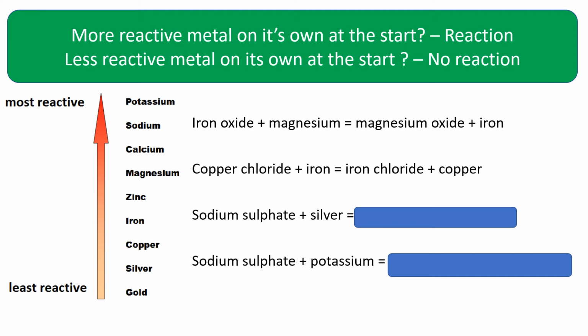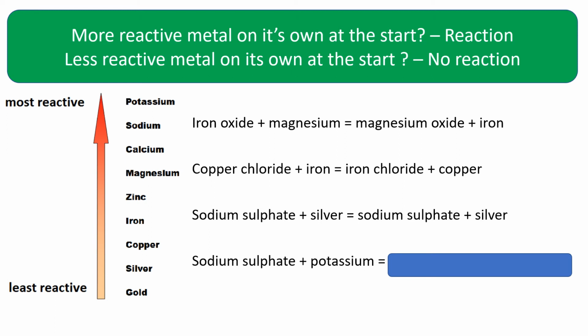The next one then, I've got sodium sulfate plus silver. Silver on its own there is not very reactive, and sodium, which is part of the compound, is much more reactive, right? So the silver is the less reactive one. So the less reactive metal is on its own, so there's going to be no reaction. And so I simply leave it, or I could put no reaction, or I could just rewrite the same thing.